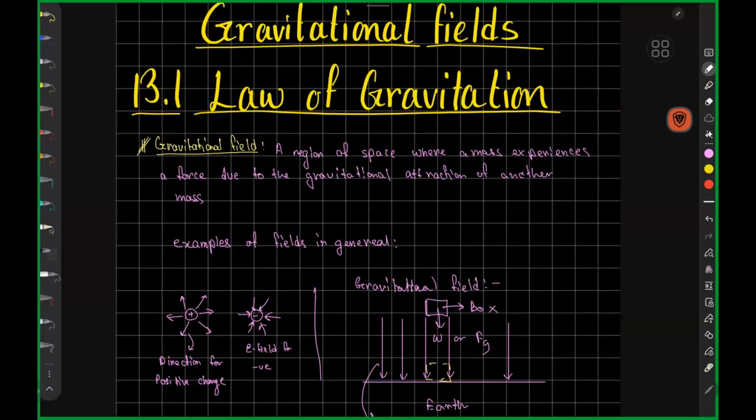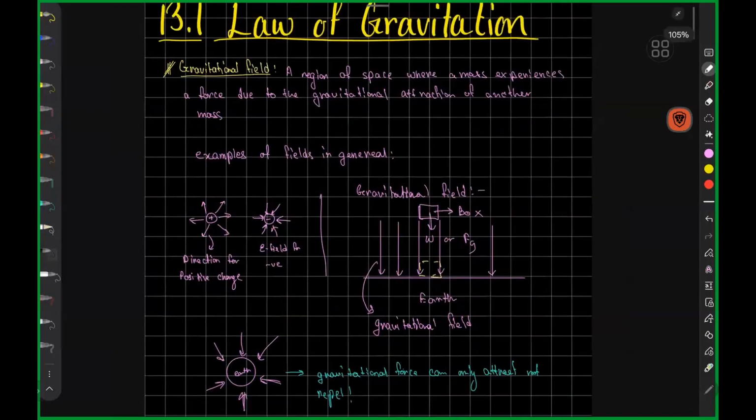Now, I've done enough of easing you guys into the topic. Let's get into the chapters eventually. So, first thing I want you guys to be clear about is the type of fields we have. You will learn about magnetic fields, electric fields, and right now, gravitational fields.